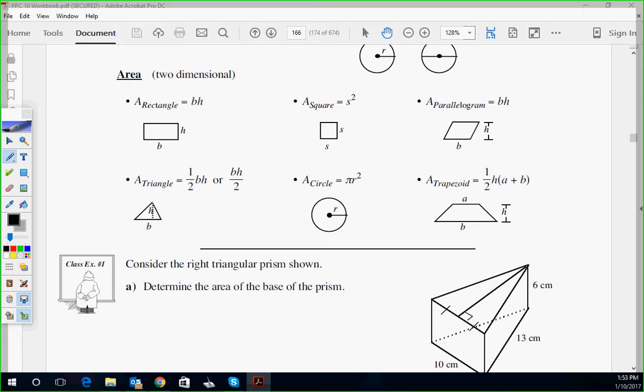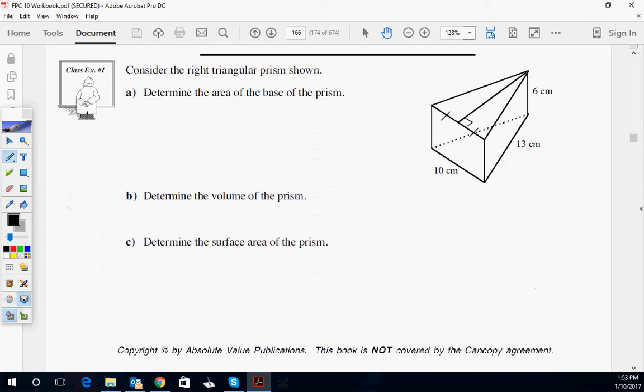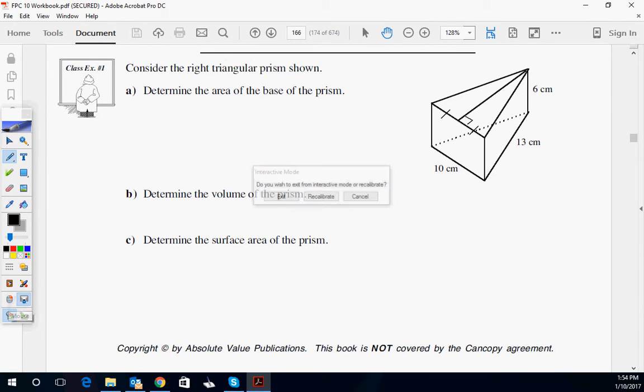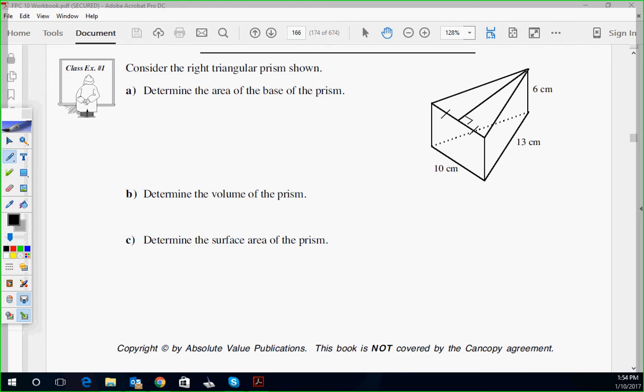All right, let's do one of our examples here. Consider the right triangular prism shown. Determine the area of the base of the prism. First off, what is the shape of the base? Triangle. Good. So I'm doing a triangle. I need the area of a triangle, which is half base times height.